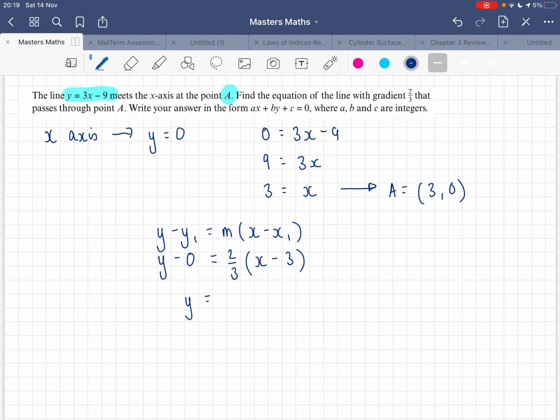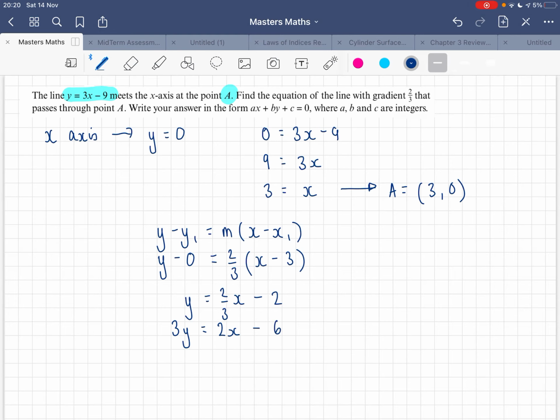That is just y is equal to 2/3 x minus 2. 2/3 multiplied by negative 3 will be minus 2. And then I need to put it in the form that they've asked for. So I'm going to multiply everything through by 3 to get rid of the fraction first. So I have 3y equals 2x minus 6.